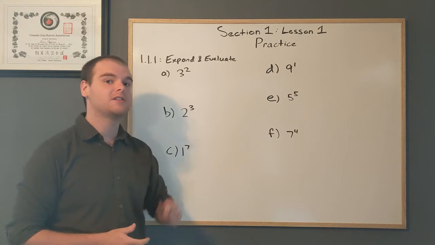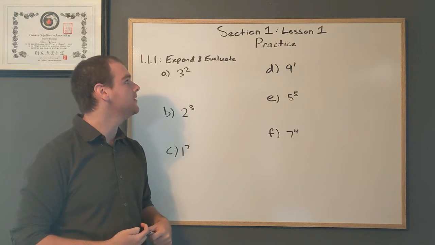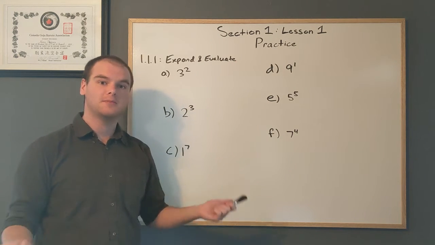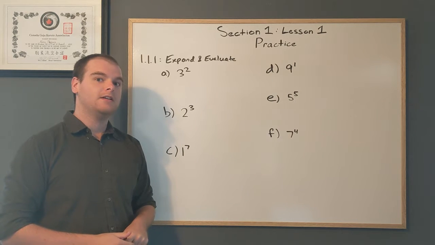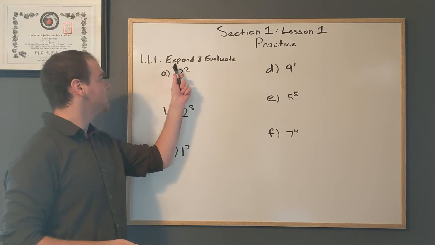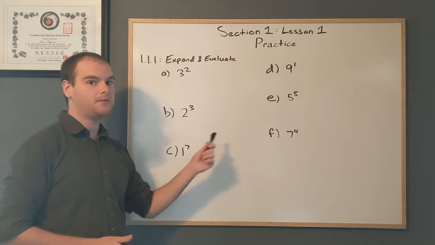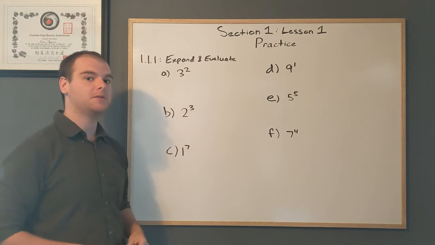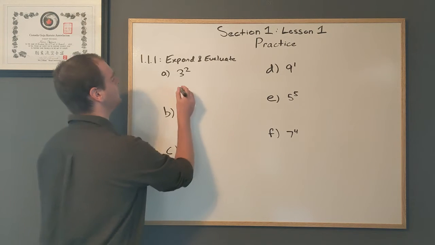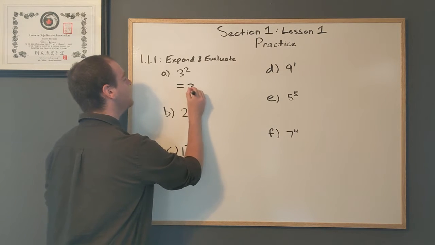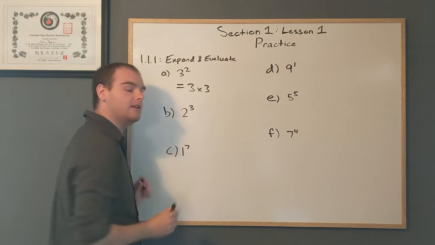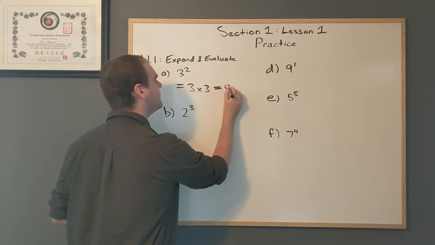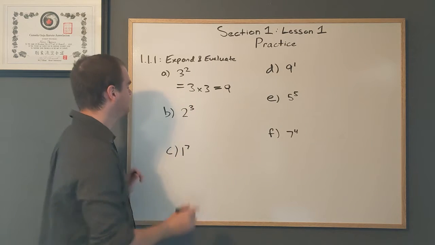Today, we're going to do some practice problems that pair with the first video, Section 1, Lesson 1, where we talked about exponents. In this first question, I'm asking you to expand and evaluate the following sets of exponents. This first one, 3 squared, is very simple. It's just 3 times 3, which we know is 9.